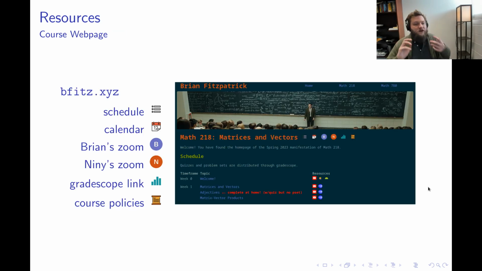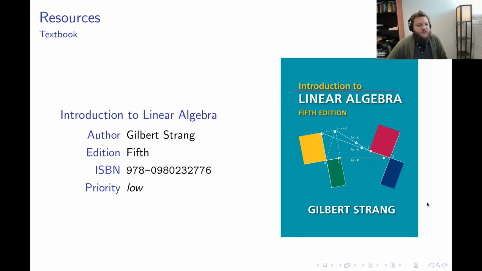Nearly everything you need for the course is organized on the course webpage, where the URL is bfits.xyz. I'll walk you through this webpage in a moment, but I just want to make sure that you're aware that the webpage is a key part of this course. In terms of other resources, there's an unofficial textbook for the course that I do not require that you buy, but you might find useful anyway, and that's Gilbert Strang's famous Introduction to Linear Algebra, 5th edition.